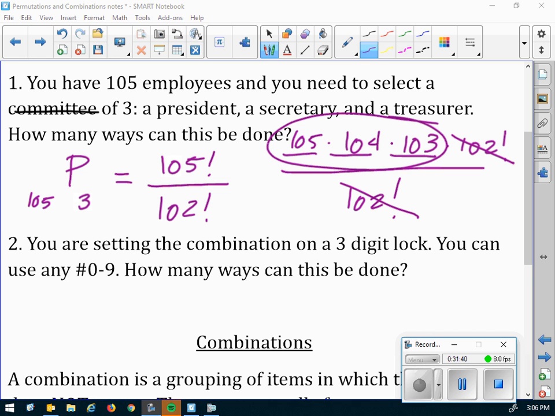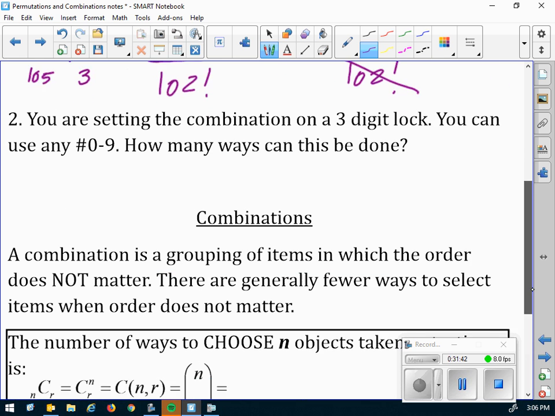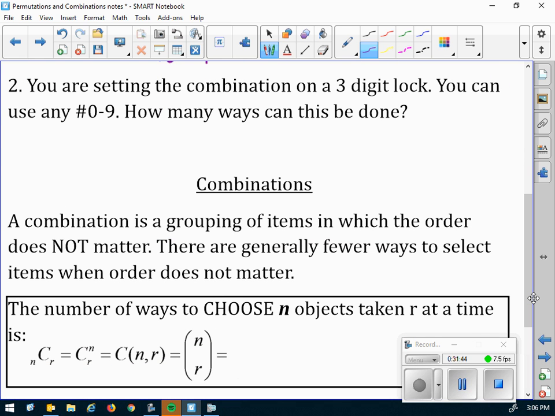Now, next. Now this, I'm going to show you, this is a weird thing. You are setting the combination on a 3-digit lock. It's got the word combination in here. And today we're talking about combinations and permutations. But a combination on a 3-digit lock is a permutation. Because the order of the numbers matters. If I tell you the numbers on my 3-digit lock are 2, 5, and 9, what order? The order matters. So it's permutation.